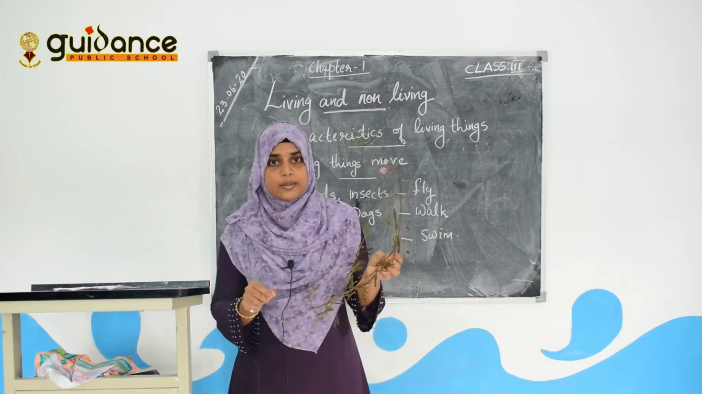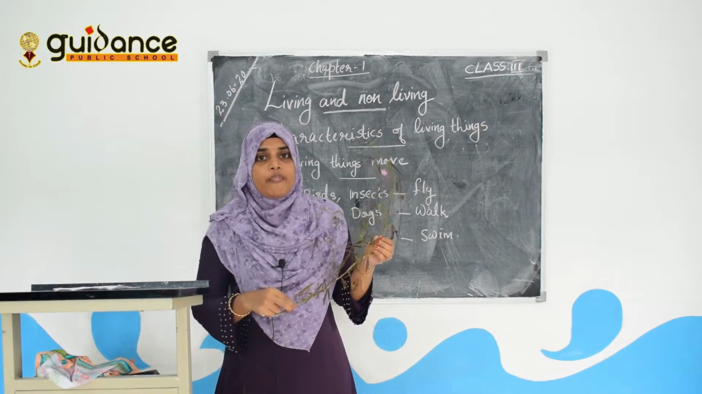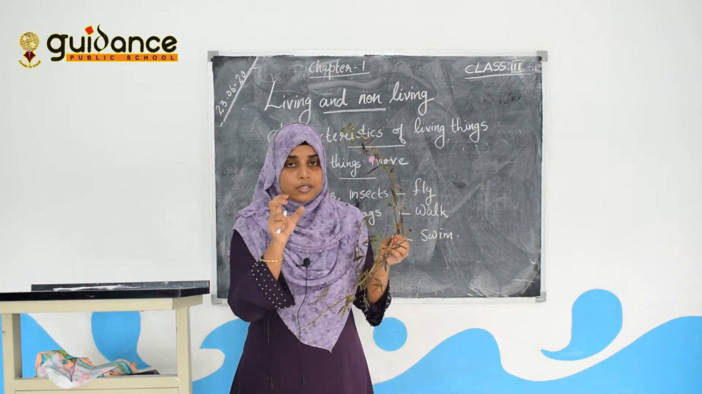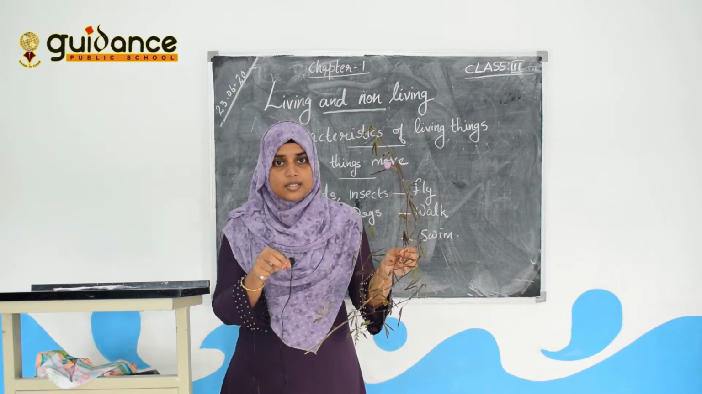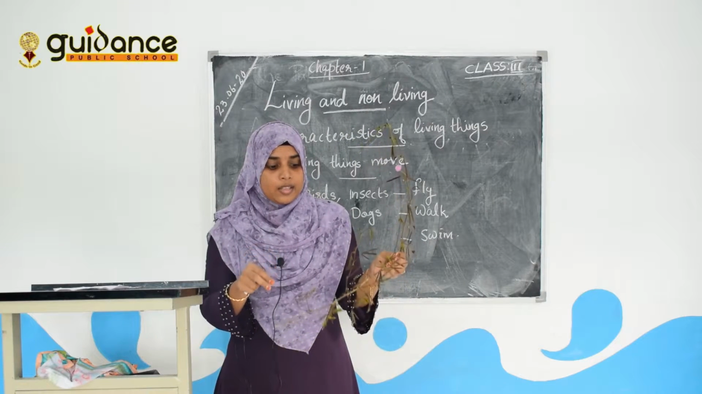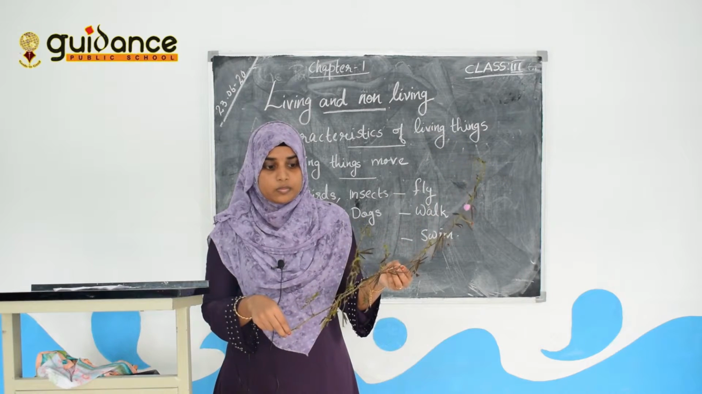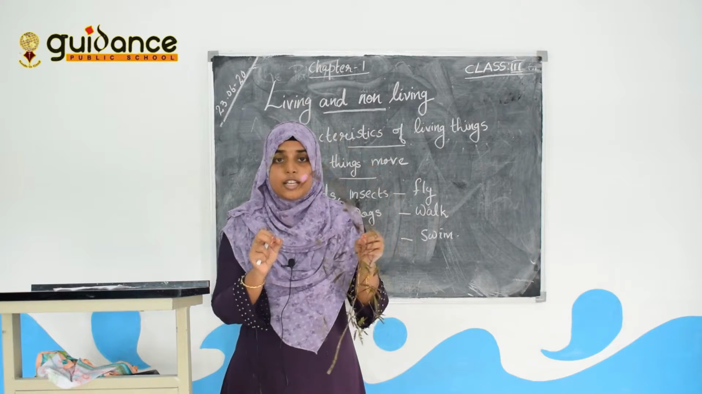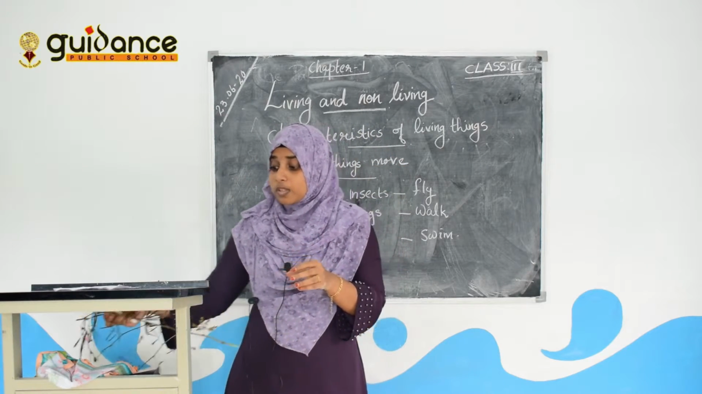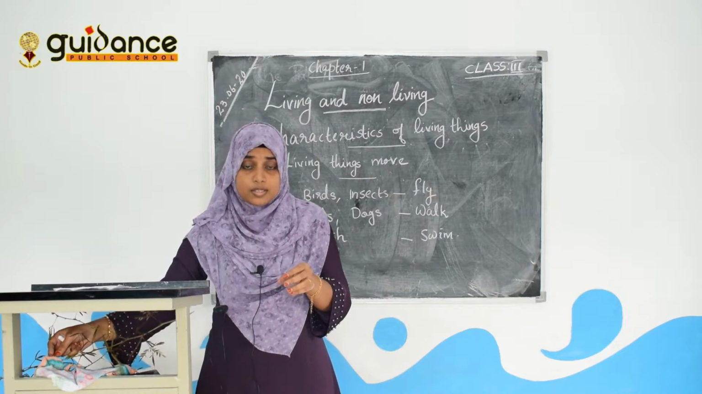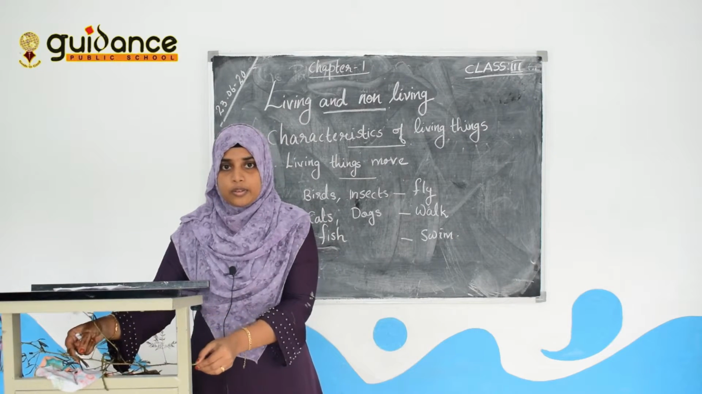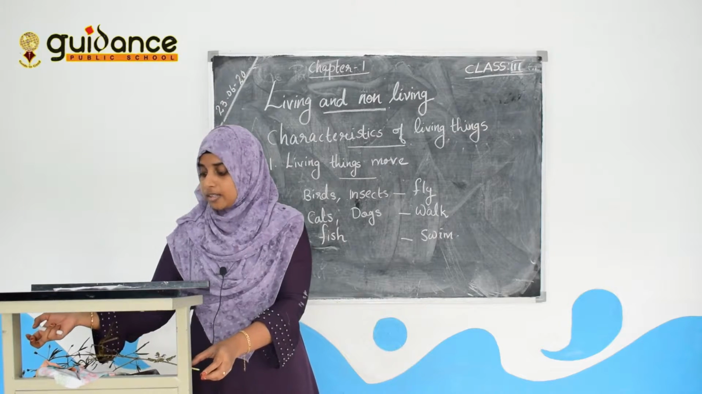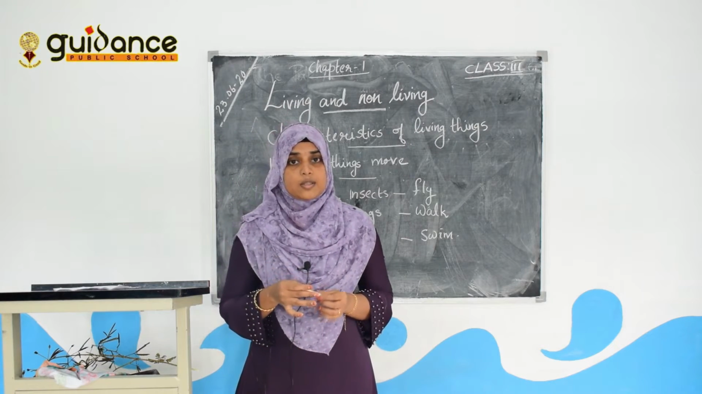This is the mimosa plant. When we touch this leaf, it shrinks. Do you know this plant, touch me not or mimosa plant? This plant moves. When we touch the leaf, it shrinks. In the case of sunflower, they grow towards light. So, living things can move. The first characteristic of living things is that living things move.